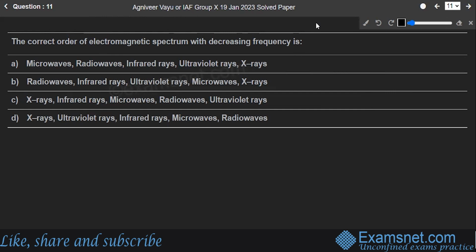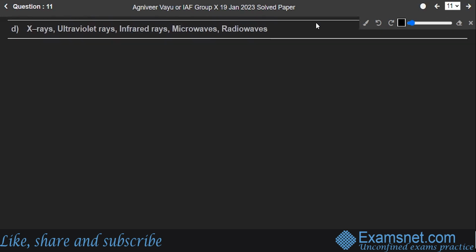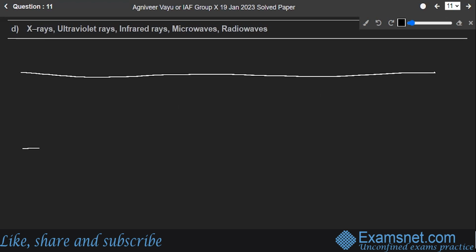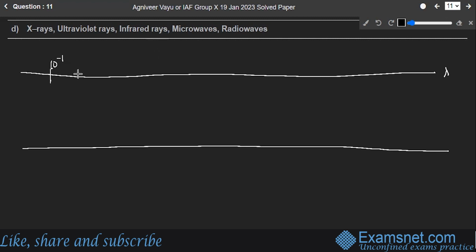See, in the electromagnetic spectrum, let's draw it. You have already done that. Here you have the wavelength, let's show the wavelength over here. So this is 10 raised to power minus 1, I'll start from here, and 10 raised to power minus 2.